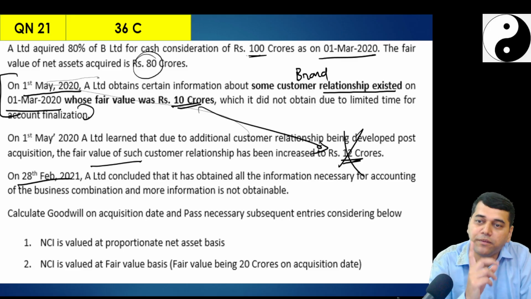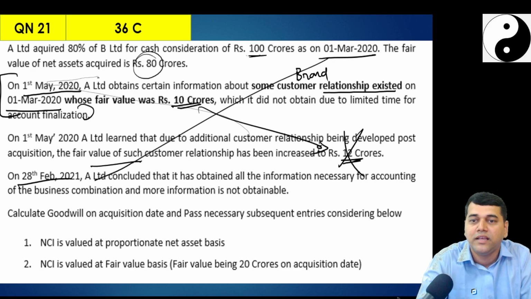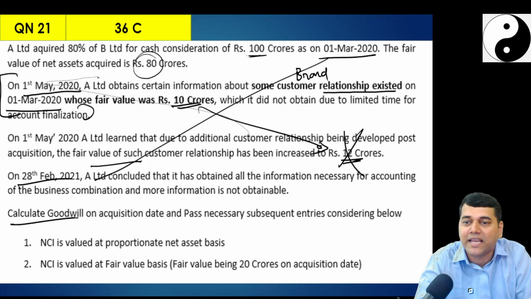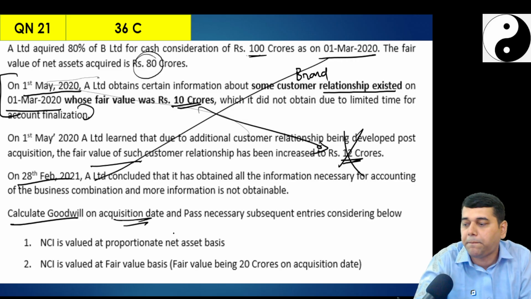On 28th of February 2011, is it within measurement period? Yes. A concluded it has obtained all the information, no more information will be required. Calculate the goodwill on the acquisition date and pass necessary journal entries.